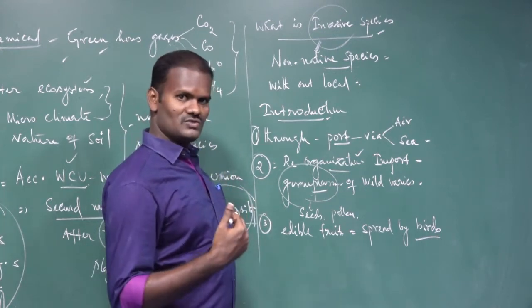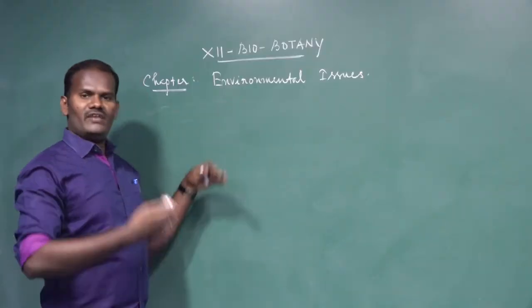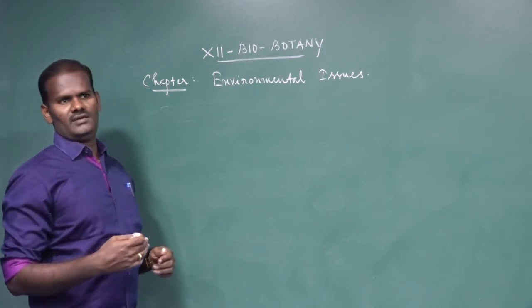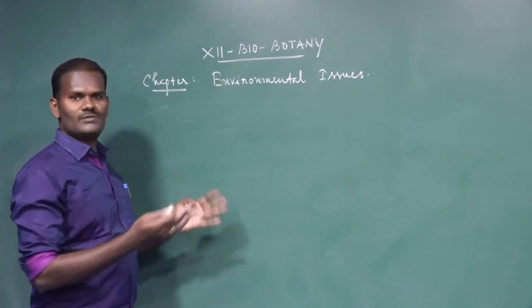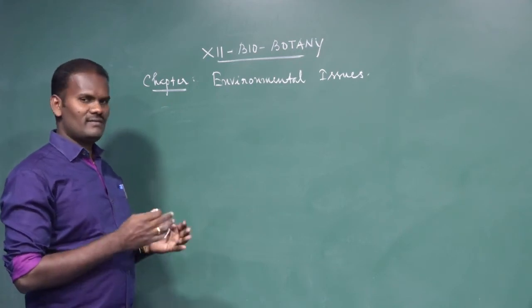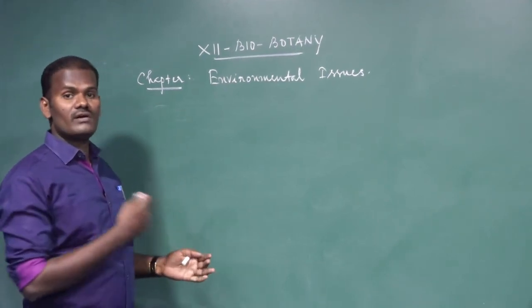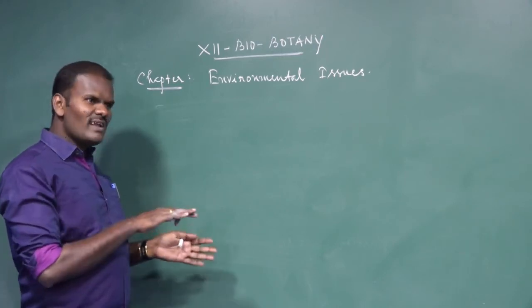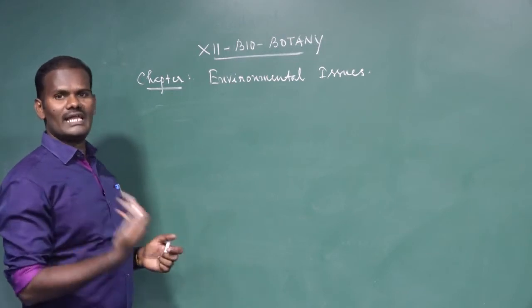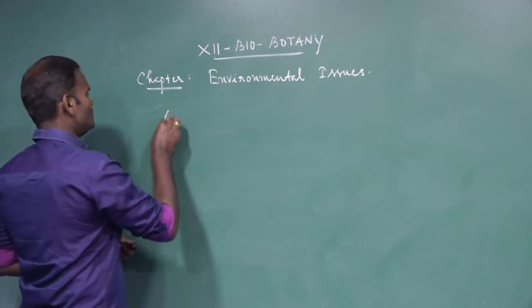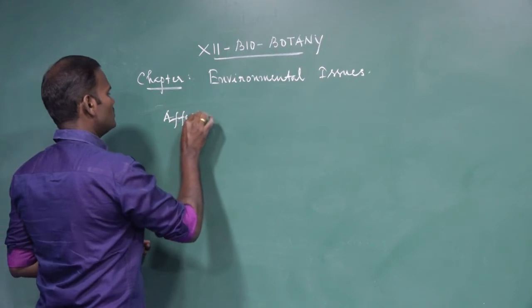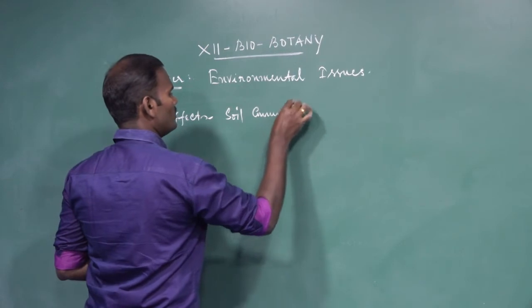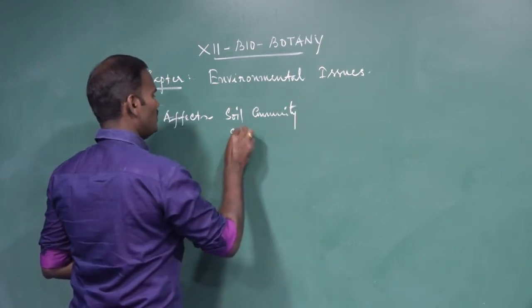Now we are going to discuss the effects. These invasive species are fast growing species. They aggressively occupy the habitat in most places in our country, and they are well adapted to our local environmental conditions. If they invade our country, they are well suited to our local environmental condition. They also affect the soil community and soil fauna.